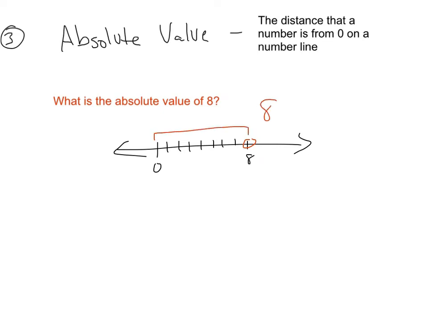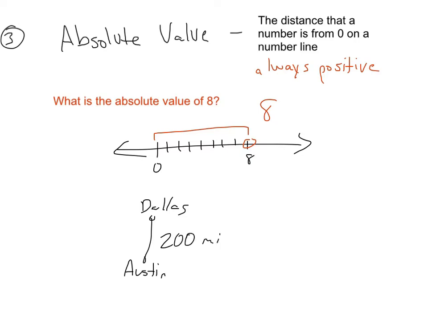Now, one of the things about absolute value is that it's also always positive. Okay, because it's like counting distance, right? So if here's Dallas, and here's Austin, and we say to go from Austin to Dallas is, I don't know, what is it? 250 miles? I was off. It's pretty much 200 miles, okay? If you start in Austin and go up to Dallas, we'd say it's 200 miles. But if you start in Dallas and go to Austin, we would still say it's 200 miles. It's not negative 200 miles.